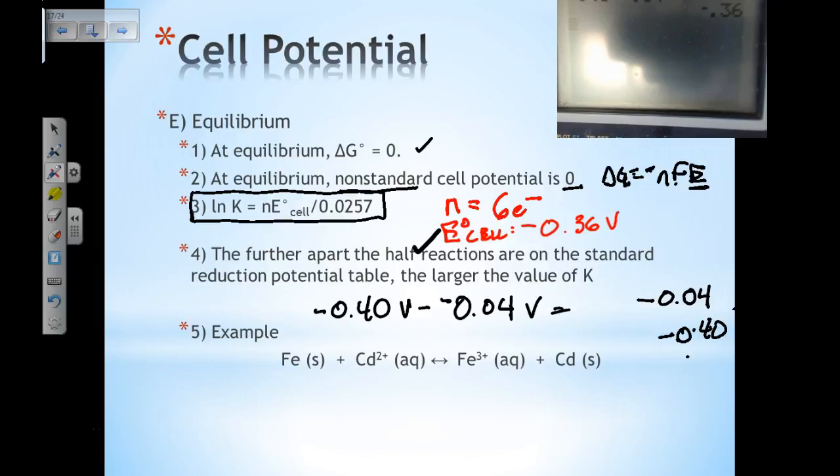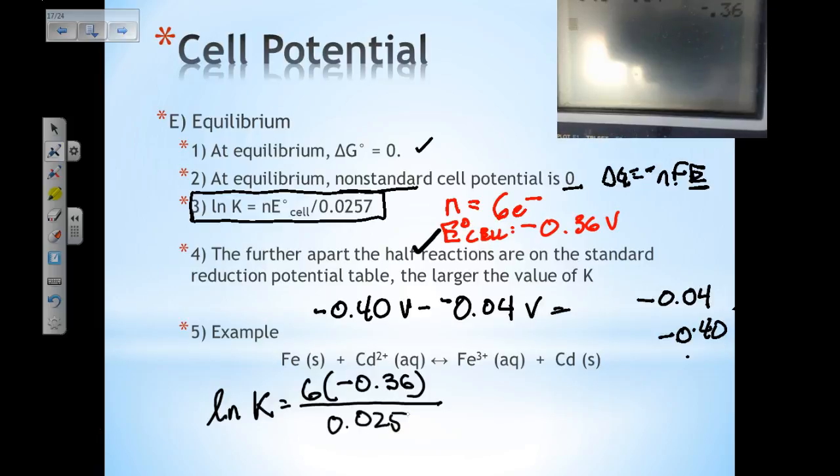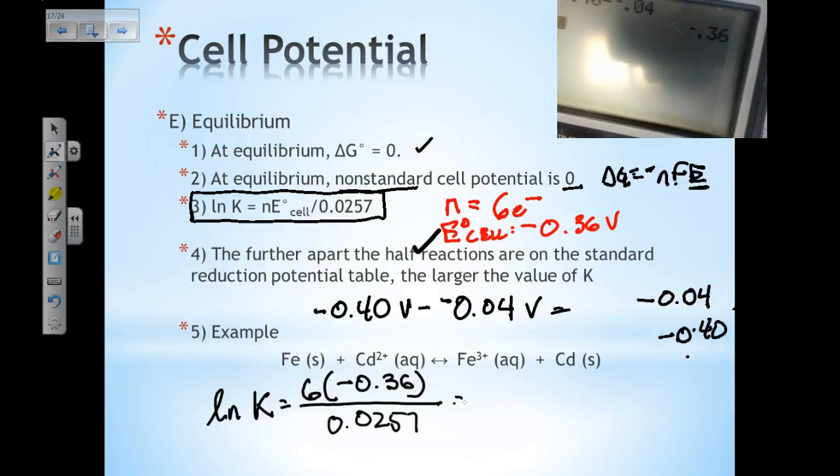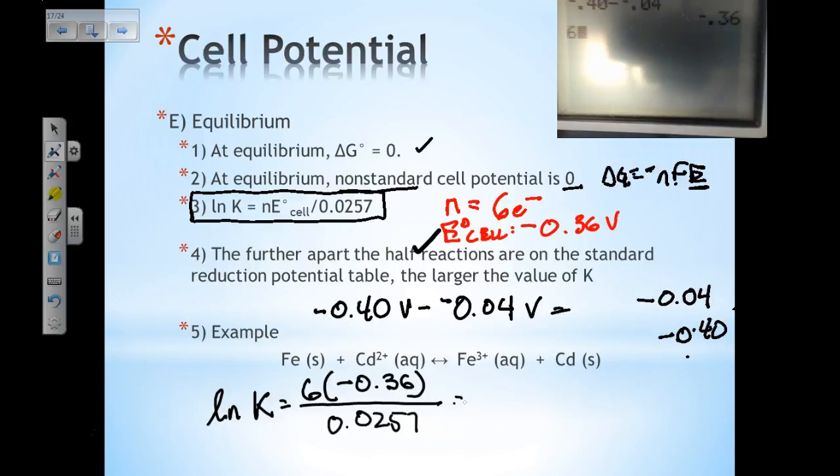But let's do this. We do ln K equals n, which is 6, times negative 0.36 divided by 0.0257. So 6 times negative 0.36, and then divided by 0.0257, and we get negative 84.0.